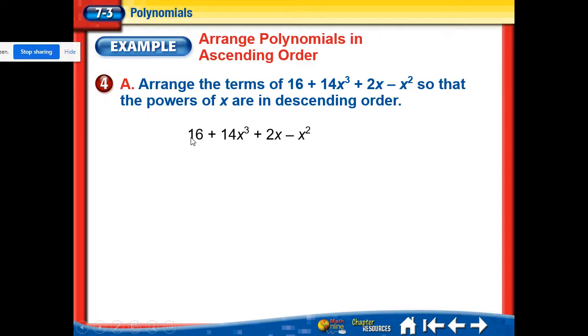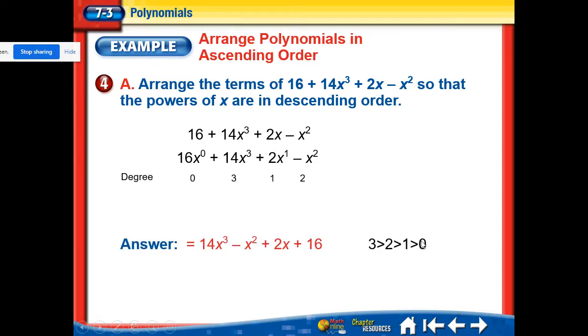So let's take a look at this. We have 16, 14x cubed, 2x, and negative x squared. Well, that's x to the 0, x to the third, 1, and 2. So my degrees are 0, 3, 1, and 2. And so I'm going to put them in order. I'm going to put the 3 first, then the 2, then the 1, then the 0. We want to make sure that we put them in that order, and that's how we write our answer.